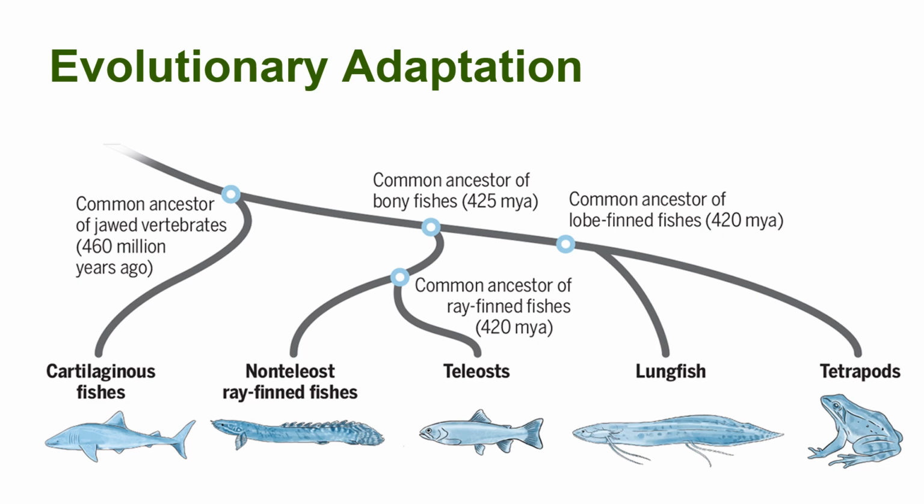We have ray-finned fish and teleosts. Teleosts are what you usually think of when you think of a fish, something like a perch or a salmon or whatever. We have lungfish, which are really interesting because they have these lung-like structures, and they can actually leave the water and breathe air for short periods of time, or in some cases they can actually hibernate underground and breathe air for the entire dry season.